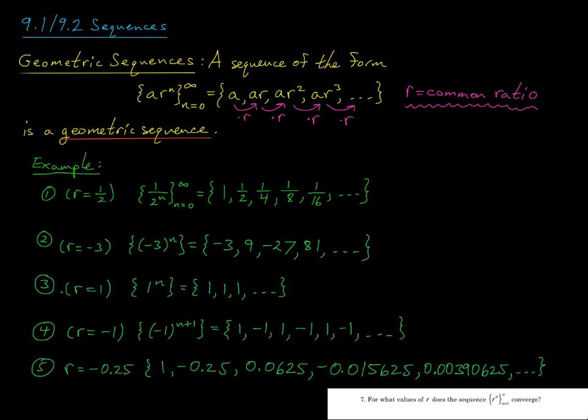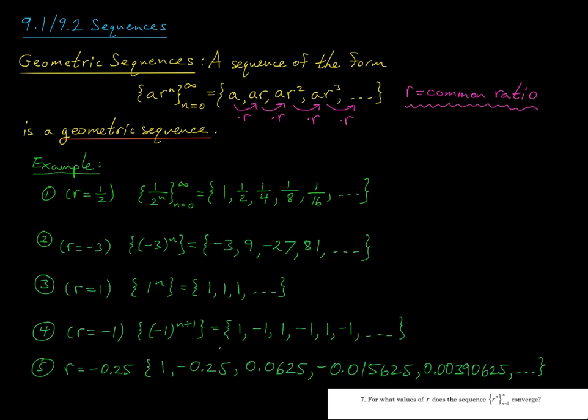In the third example, R is equal to 1. There I'm just going to get this constant sequence, 1, 1, 1, 1, 1, because 1 to the n is equal to 1 for all n. In the next example, R is -1. This is just going to give us 1, -1, 1, -1, and so on. So we're just alternating between these two numbers, 1 and -1.